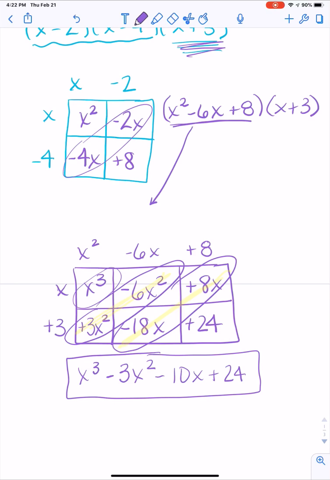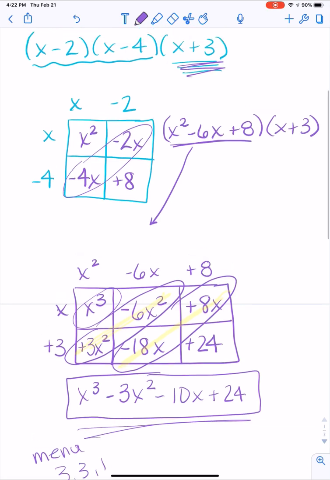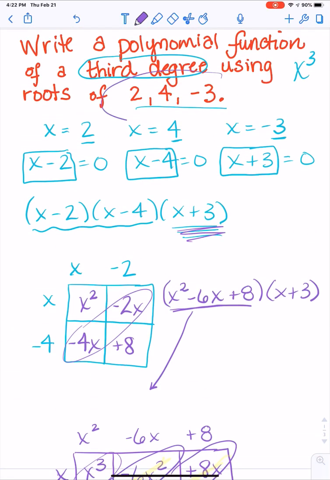Now remember, if I'm doing this, and I put this in my calculator, and I use that menu 3-1, then I should get back from it zeros of 2, 4, and -3. So you should be able to check yourself all the way through.